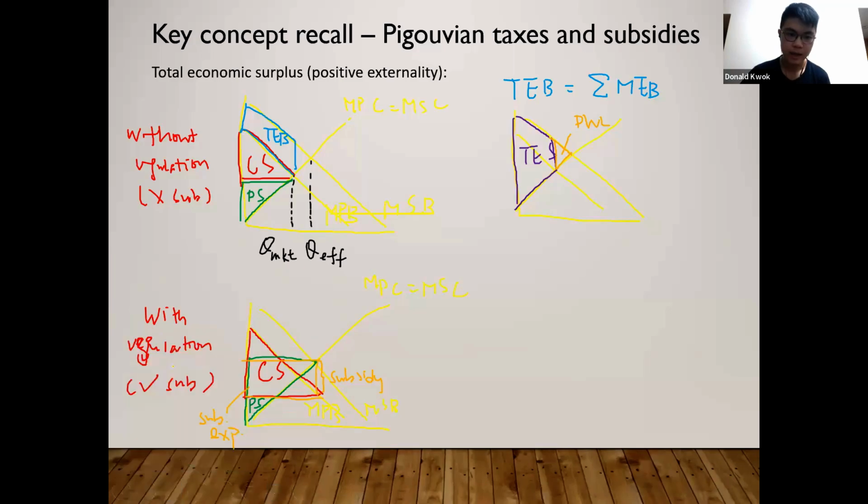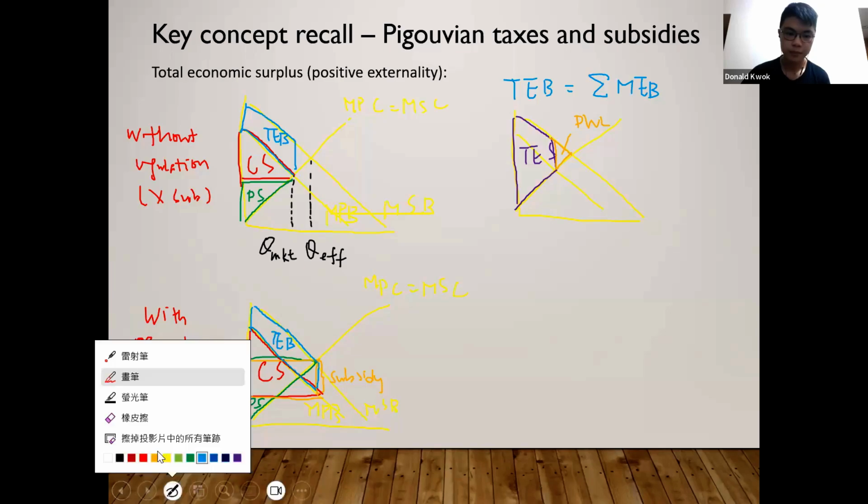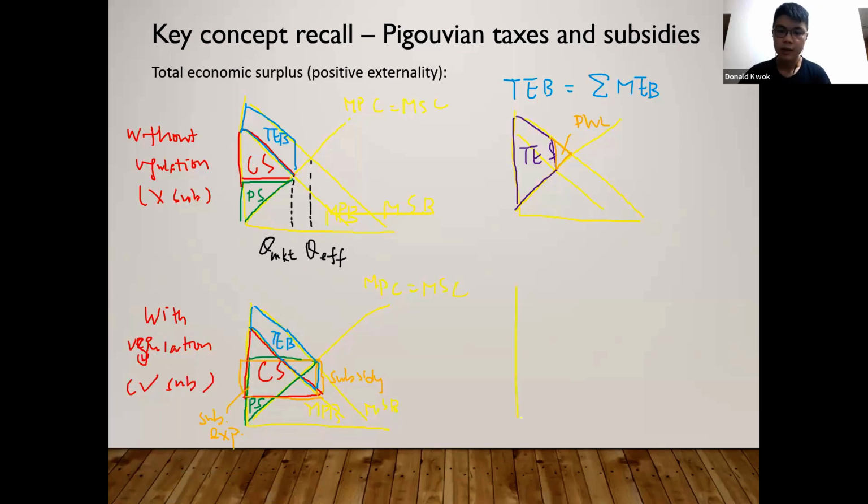Last but not least, about the total external benefit at this quantity, which would be the sum of the vertical distances until the efficient quantity. So this parallelogram will be the total external benefit. So again, after dealing with these overlapping areas, you should be able to find out the total economic surplus, which is at its maximized level. And as you can see, the total economic surplus will be increased after imposing a per unit subsidy.